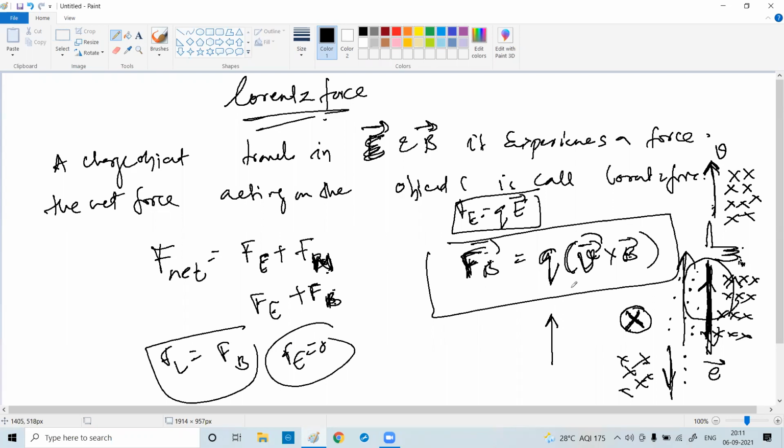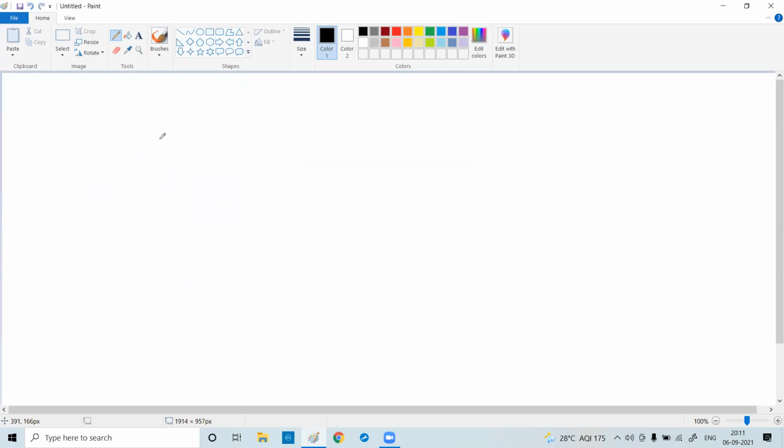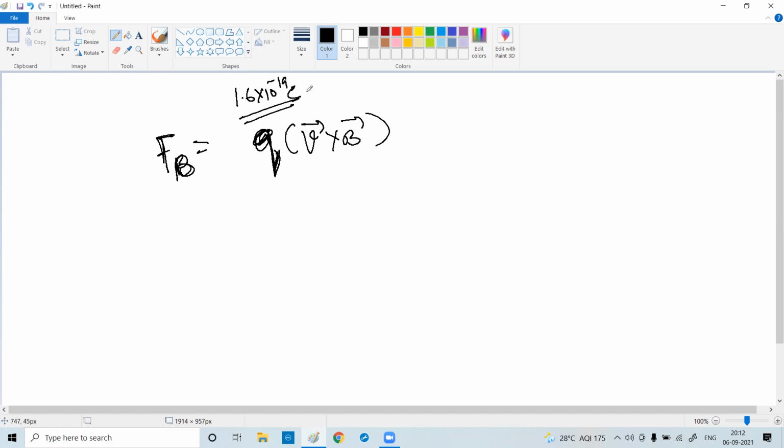When you talk about the formula F = q V cross B, this chapter will study only F_B, the force due to magnetic field. Electric field we will not study now. So our formula is q into V cross B. q is the charge of the proton or the electron. It is in coulombs.